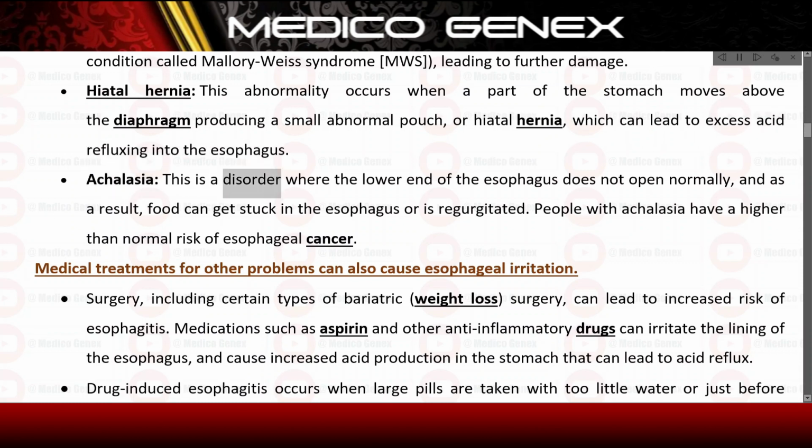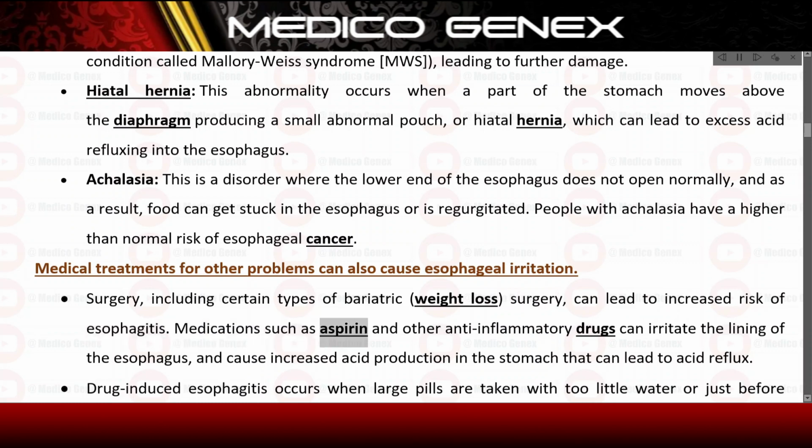Achalasia. This is a disorder where the lower end of the esophagus does not open normally, and as a result, food can get stuck in the esophagus or is regurgitated. People with achalasia have a higher than normal risk of esophageal cancer. Medical treatments for other problems can also cause esophageal irritation. Surgery, including certain types of bariatric, weight loss, surgery, can lead to increased risk of esophagitis.